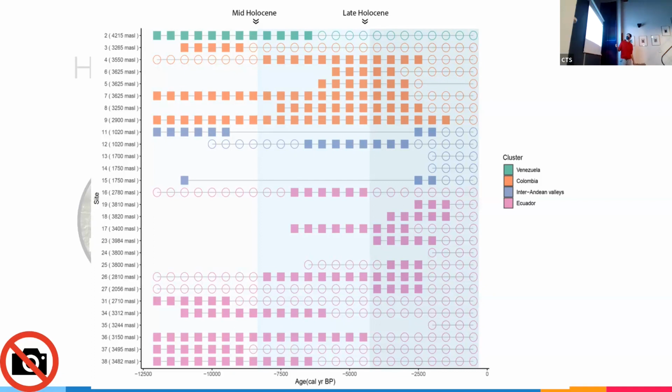So these are individual cores, meaning sequences. The colors represent Venezuela, Colombia, Adrian Valley, and Ecuador. Right, these are the colors. They're ordered by latitude. And this is the time scale, right? So if all things came from empty to full at some time, that would be a good indicator that that's the case. This is kind of a summary.